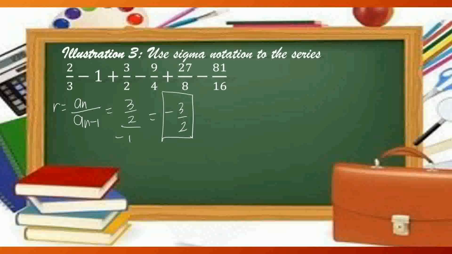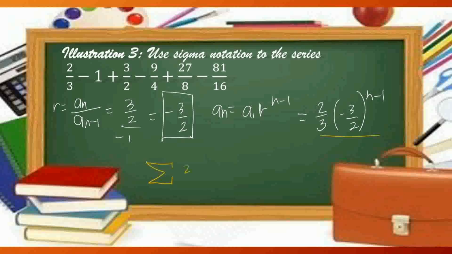And using our formula for a geometric series or sequence, a sub n is equal to a sub 1 times r raised to n minus 1. Our first term here is 2 over 3, and our common ratio is negative 3 over 2, raised to n minus 1. And we're going to use this equation for our sigma notation.